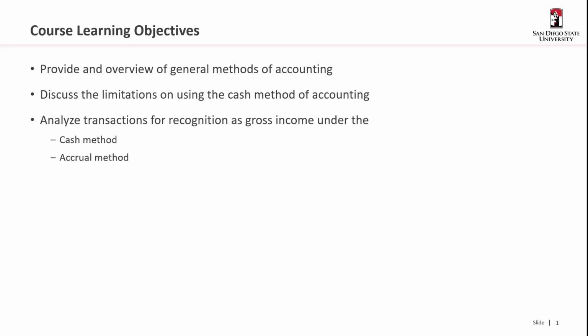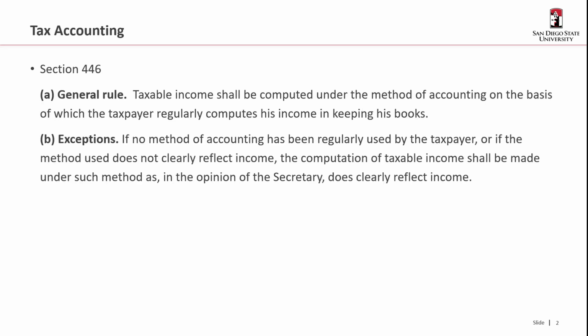So here's what we're going to cover: an overview of the general methods of accounting, and we'll do that really briefly because we don't get a lot of really good guidance. And then we'll discuss some of the limitations on using the cash method. And then we're going to talk about recognition of gross income under both the cash method and the accrual method. Okay, so let's just get started.